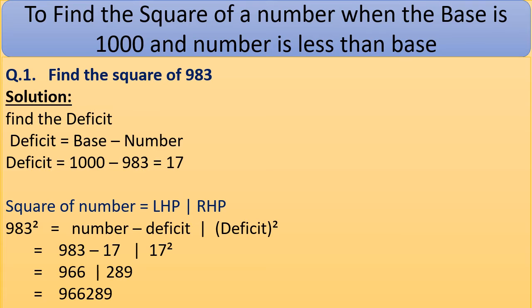Now the square of the number will have two parts, LHP and RHP. So 983 square will be: LHP formula is number minus deficit and RHP formula is deficit square. So the number is 983 minus the deficit 17, and the deficit square is 17 square. So 983 minus 17 is 966 and 17 square is 289. Now to get the square of the number, combine LHP and RHP. So when we combine LHP and RHP, our square is 966289.